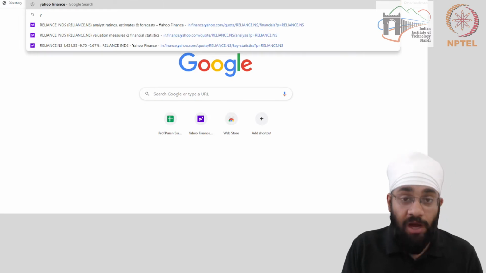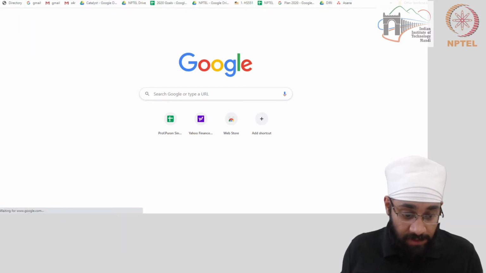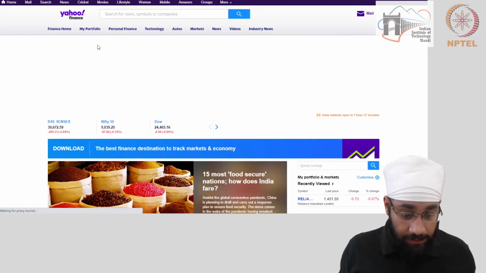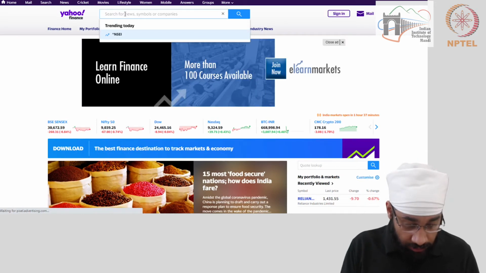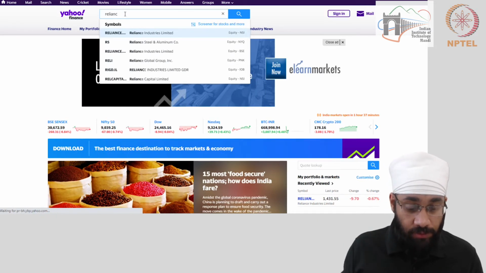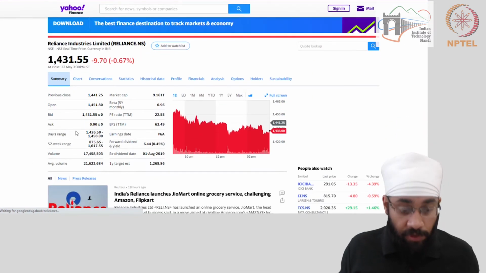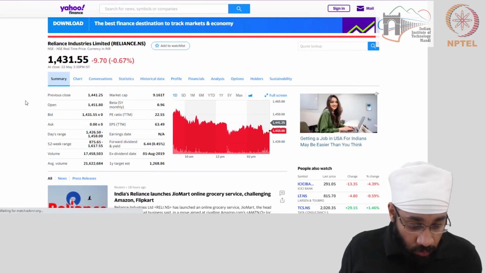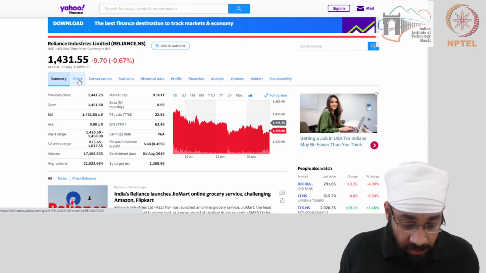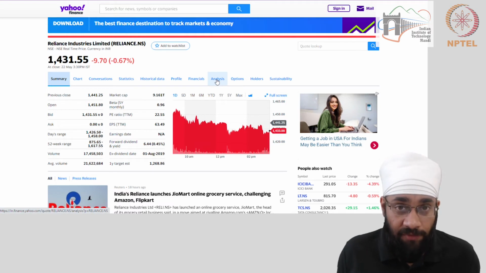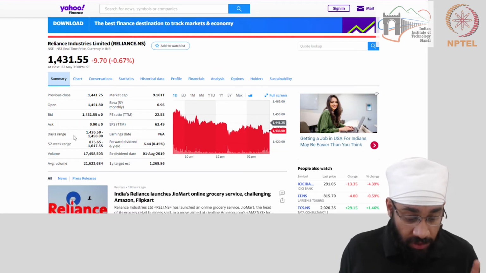Let's look at Yahoo Finance. And you click on the website, and here again you type the company of your interest, which is Reliance Industries Limited, and it throws a lot of data at you. What is this? This is a summary. You can look at charts, statistics, historical, financial. So there are a lot of numbers. Let's see what we are interested in.